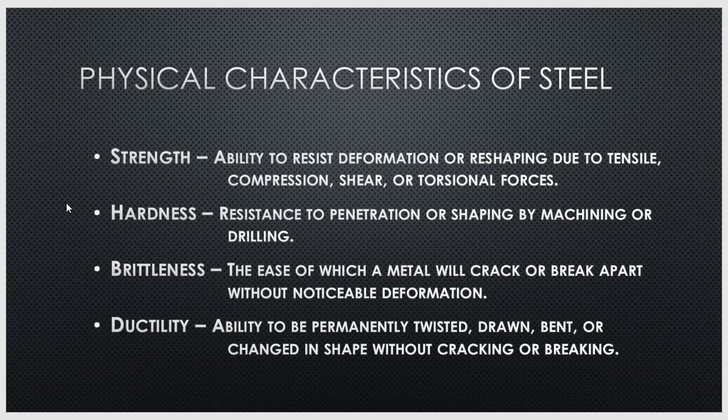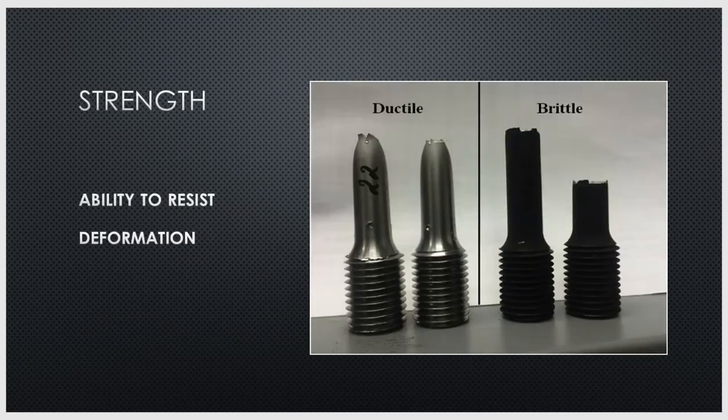And then ductility is similar to strength, but it is how much you can bend or misshape or basically deform that piece of steel without it breaking or cracking. So let's take another look at strength. In nice simple terms, strength is the ability of steel to resist deformation.